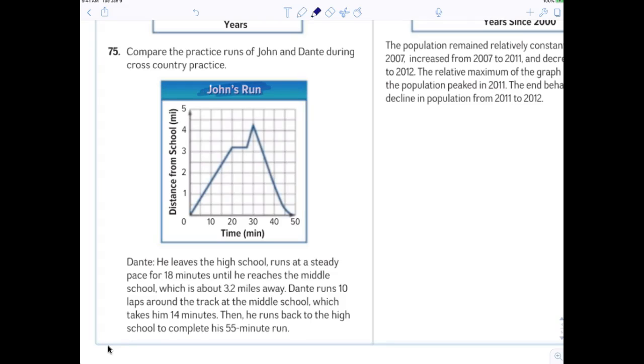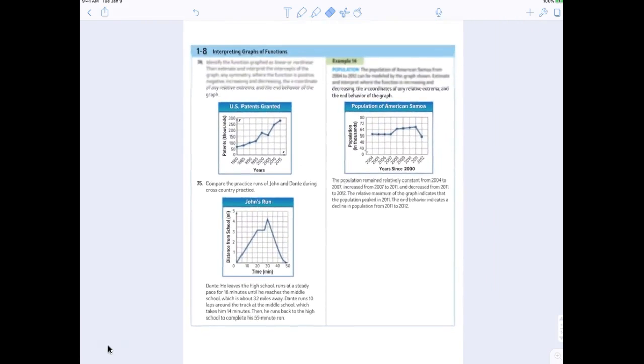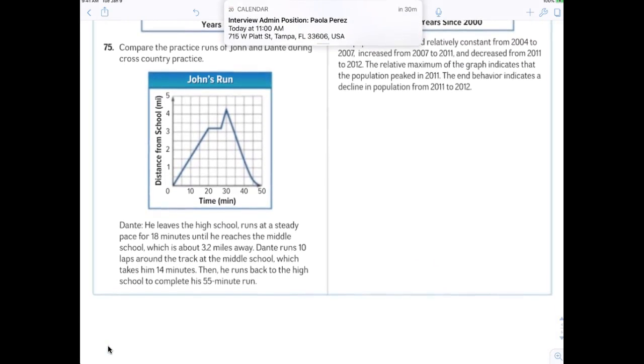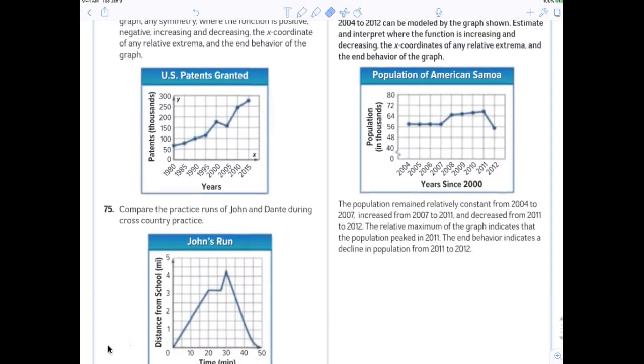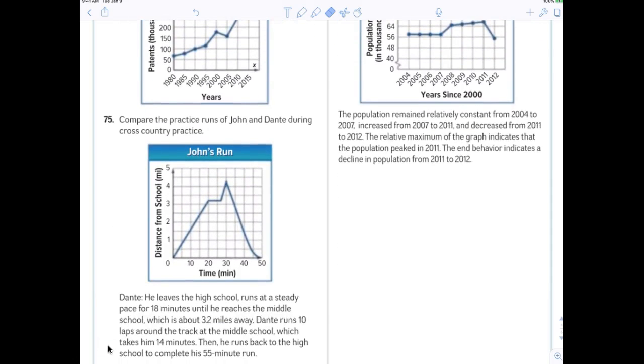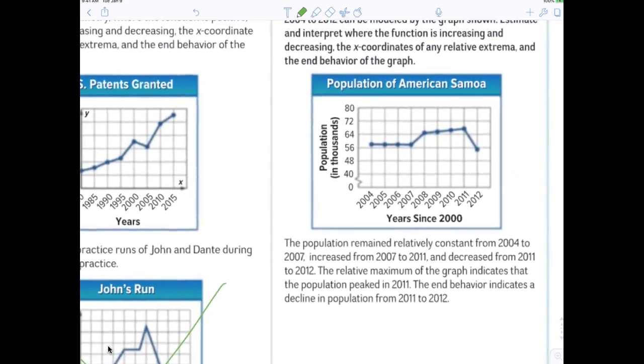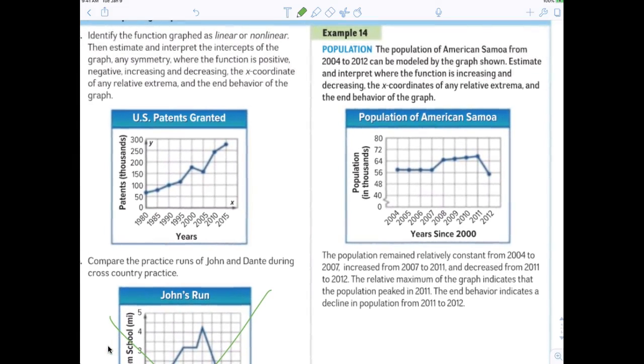This right here, don't forget, it tells you, if you read carefully, it says compare the practice runs. Is there any question here? Okay, so I don't really care about 75. Don't worry about that. Let me read 76. Population of the mix.